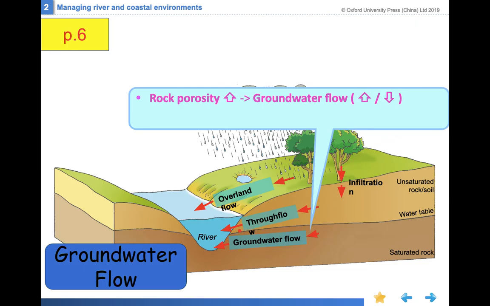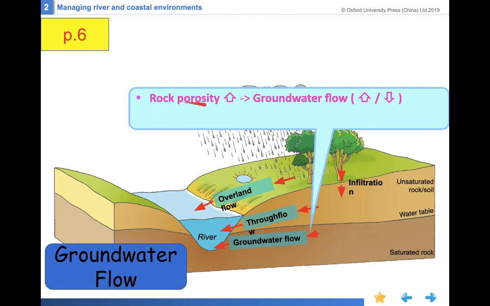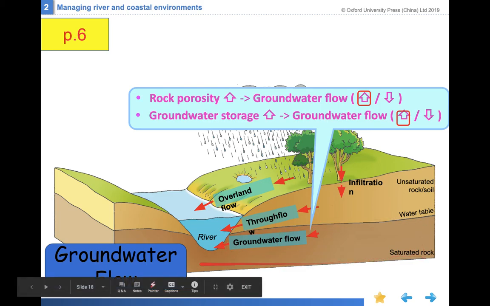Last but not least, we go to the groundwater flow. First of all, if the rock porosity increases, the groundwater flow will of course increase because it provides more cracks and more space, more joints for the water to get in. Okay, similar theory for the groundwater storage. If it increases, the groundwater flow will also increase because it allows more water to get into this layer, the rock layer.